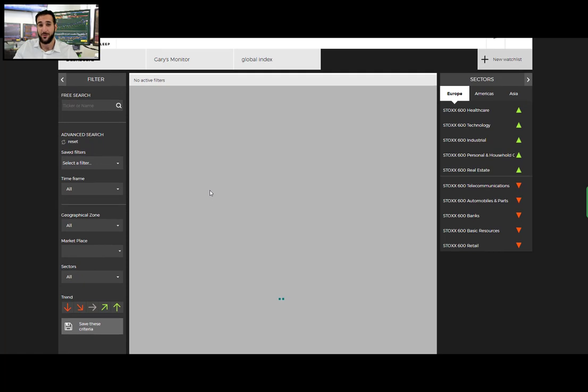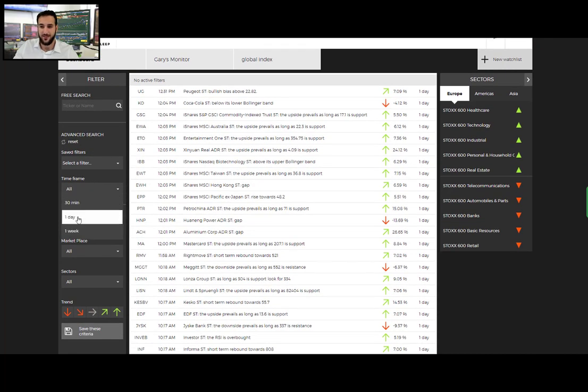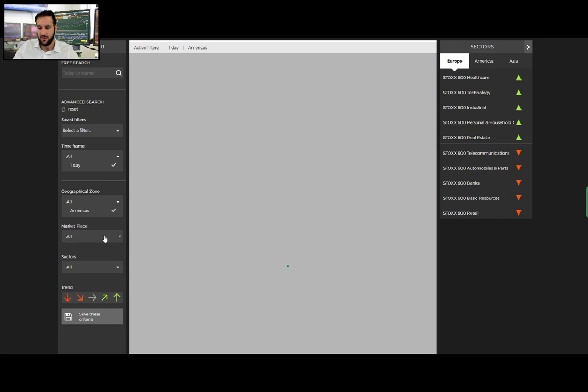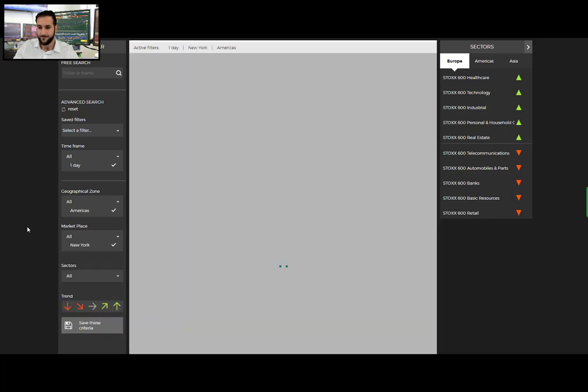Now, this is our new scanner built into the platform, where you can track opportunities from all around the world in just one page. So we're going to start by adjusting our filters on the left here to only show what we really want to see. For example, we want to look at some daily stocks. We want to focus more on the Americas, more specifically in the United States. So I'm going to take New York.